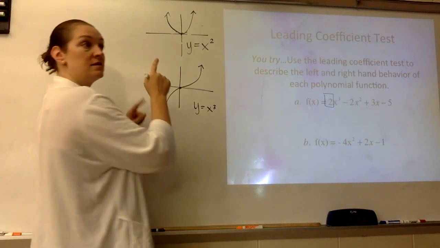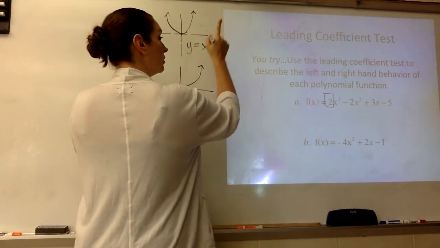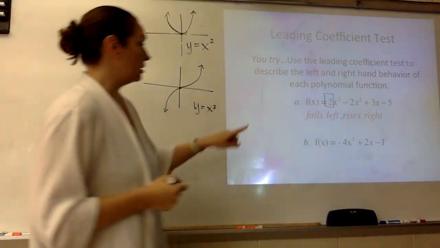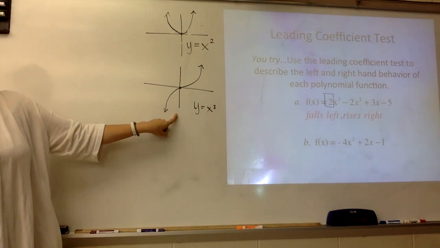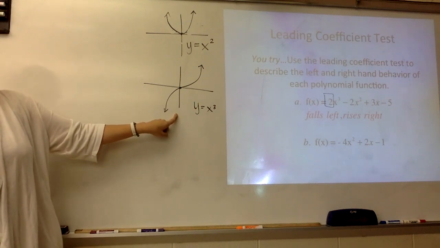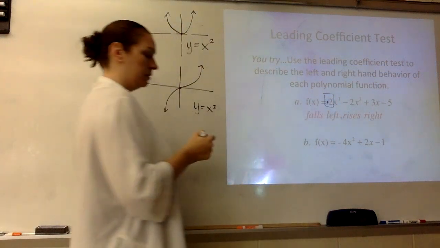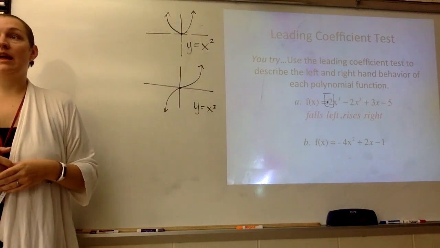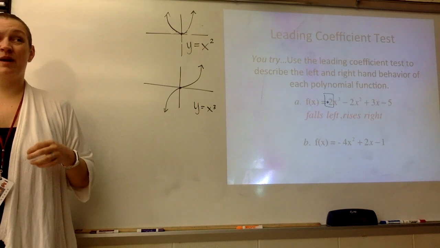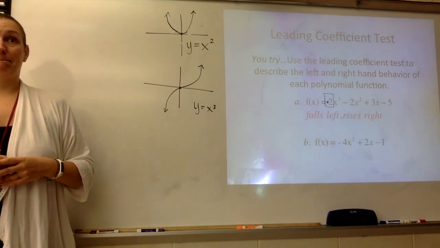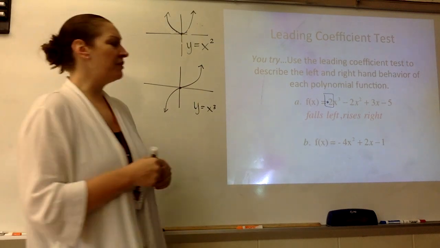It's going to rise right and fall left. It's going to look just like this graph because this is a positive 2. All right, is there anybody that's lost or has no idea why I got that answer? What about the next one?